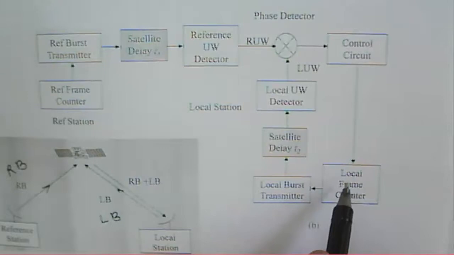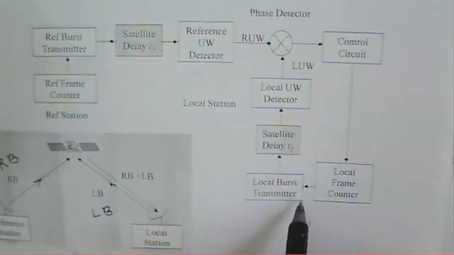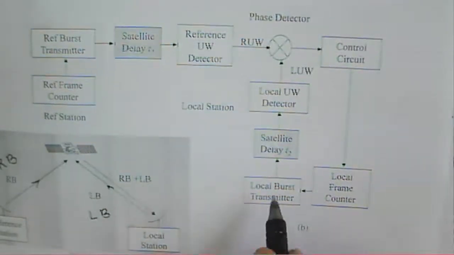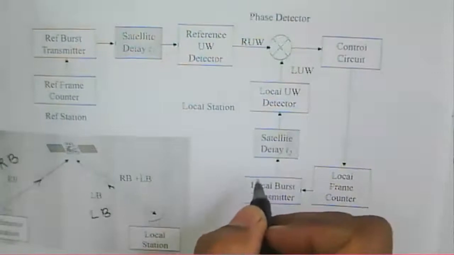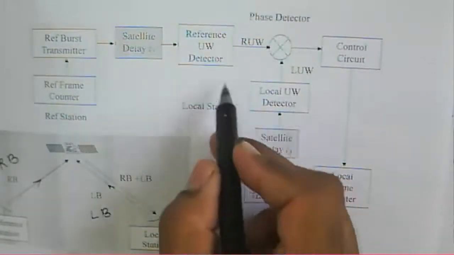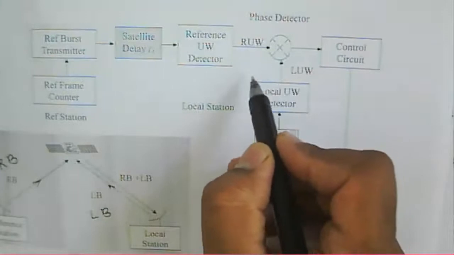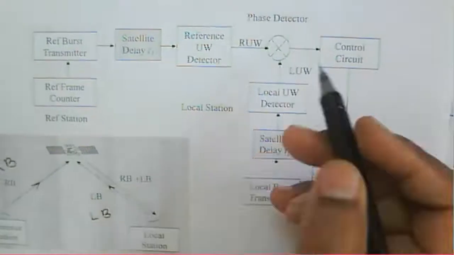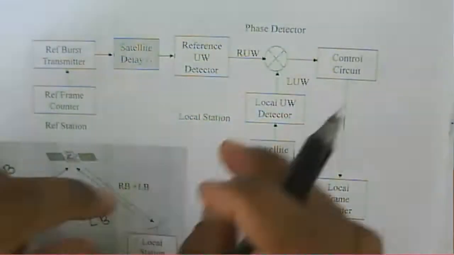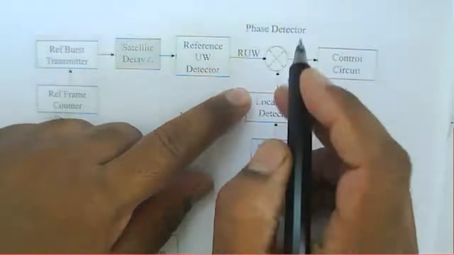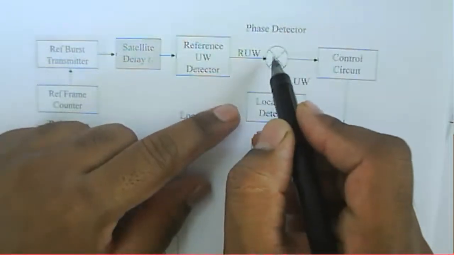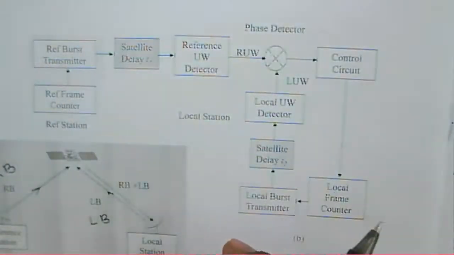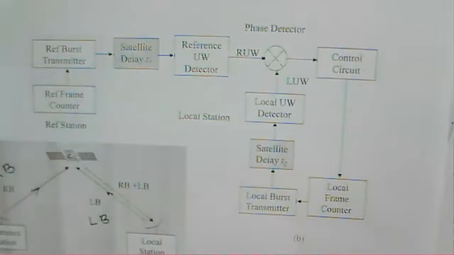The frame counter at the transmit side, a local transmitter frame counter, will compensate that LUW, and then it will assign the position for this LUW with respect to that RUW. That's why whichever error occurs, if there is a difference, it will be corrected using this local frame shift.